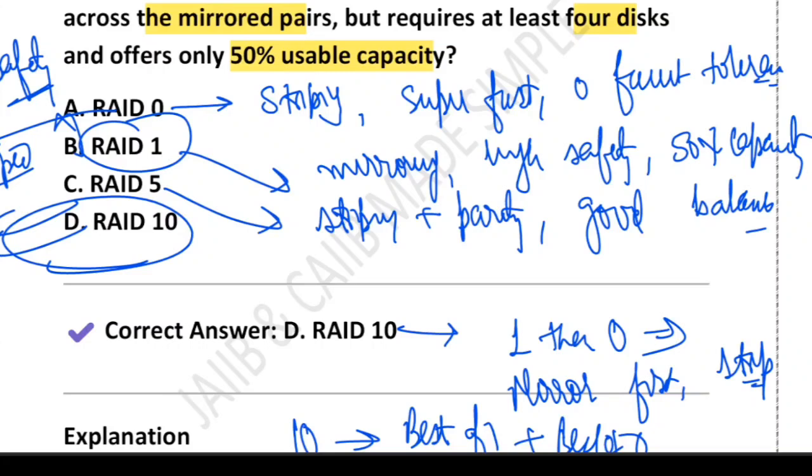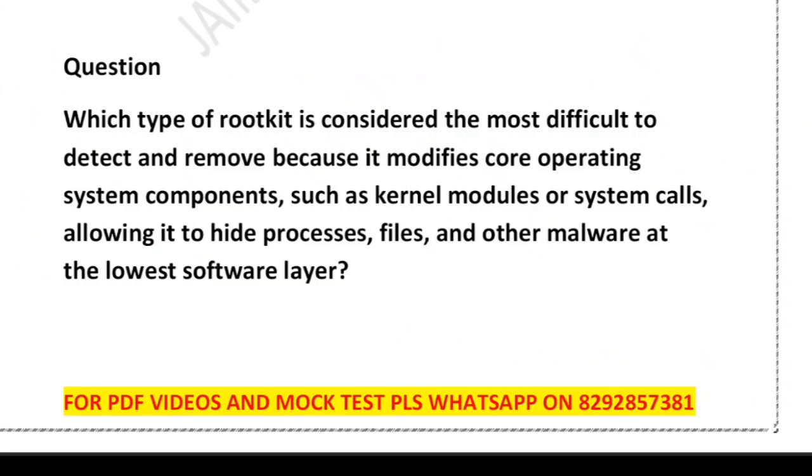Now the next question is, what type of rootkit is considered the most difficult to detect and remove because it modifies core operation system components, such as kernel module or system call? So which type of rootkit is considered the most difficult to detect? The options they have mentioned are user mode, kernel mode, memory rootkit, or bootkit. So that is the question.